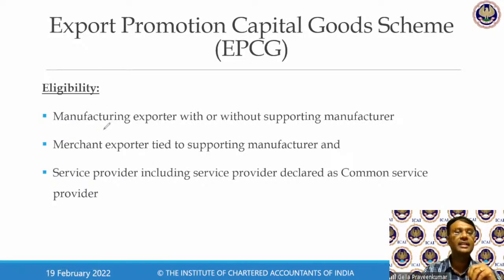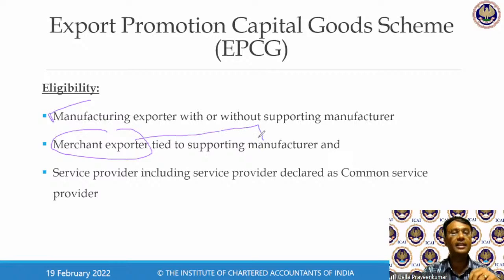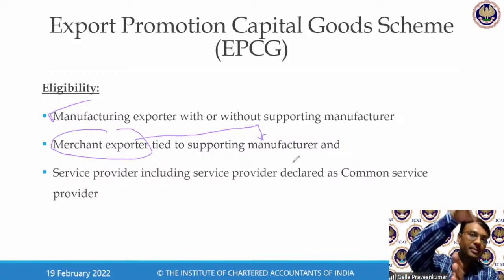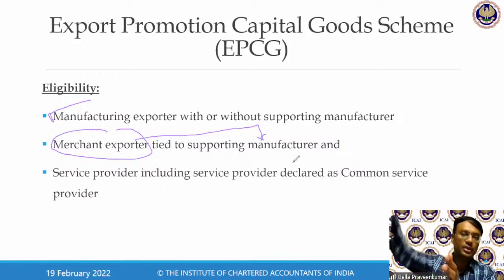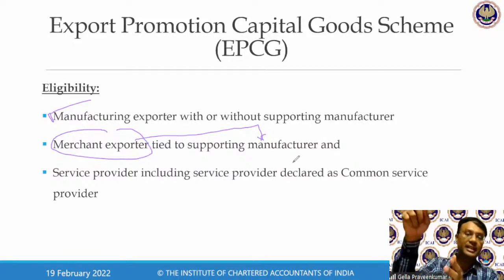Now, is this allowed only for a manufacturer? This is also available for a merchant exporter. Manufacturer, yes, allowed. Merchant exporter who is connected with a supporting manufacturer. That means to say, Nisha does the manufacturing activity. It is given to, say, Pramod. Pramod actually exports out of India. Then Pramod is called the merchant exporter. Nisha is called the supporting manufacturer.